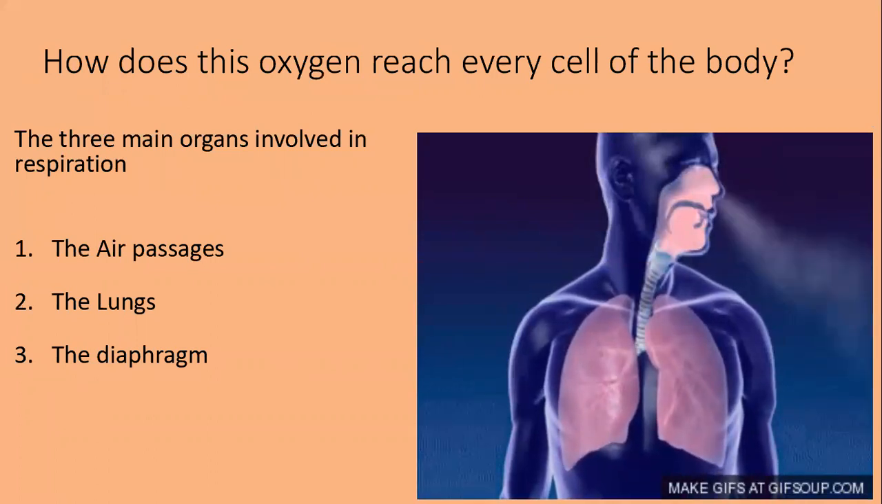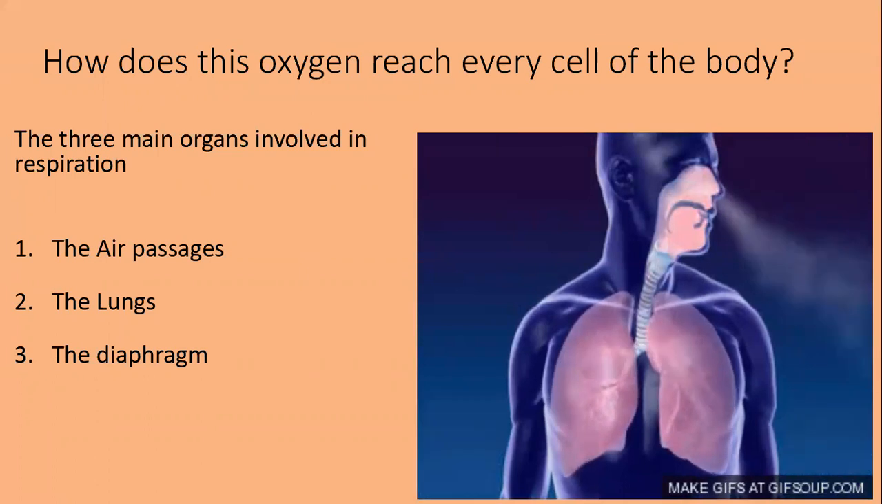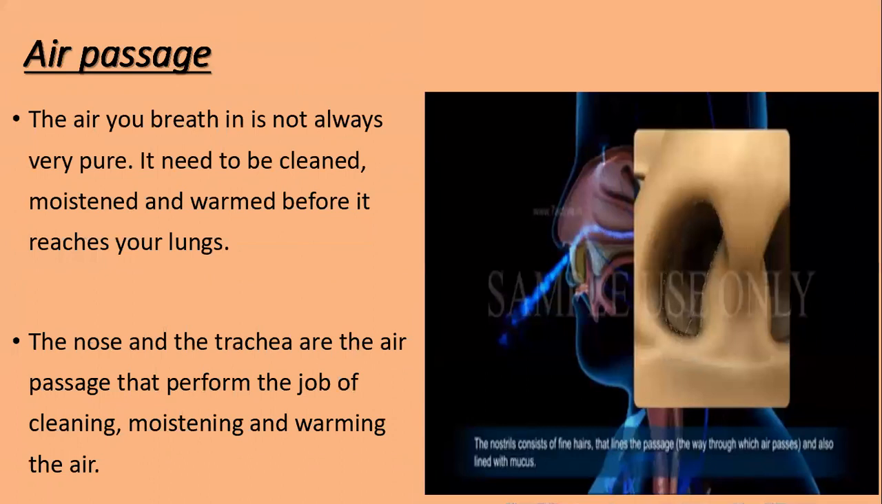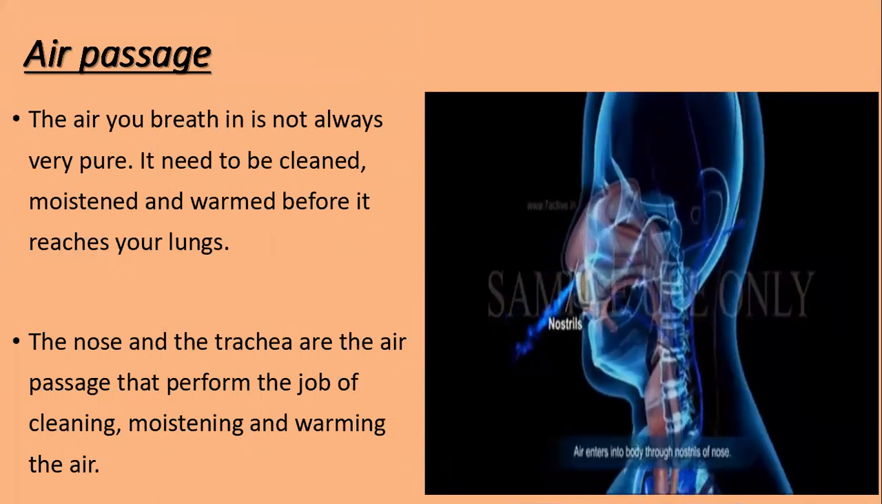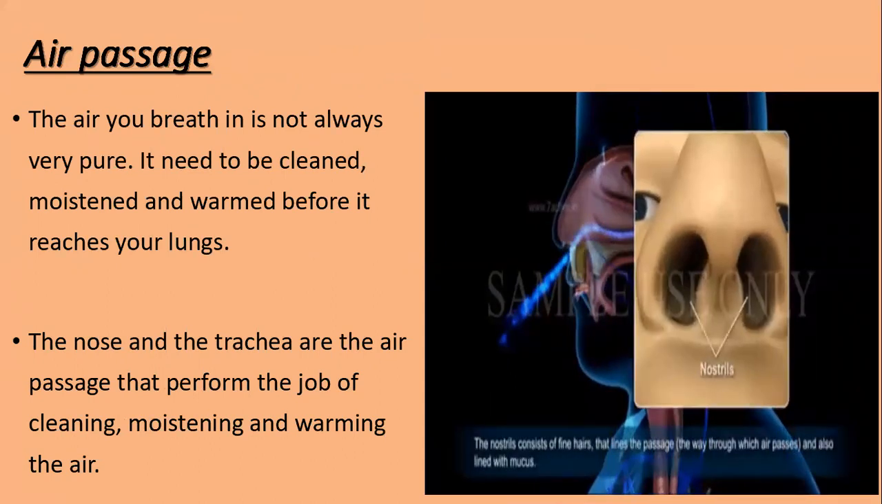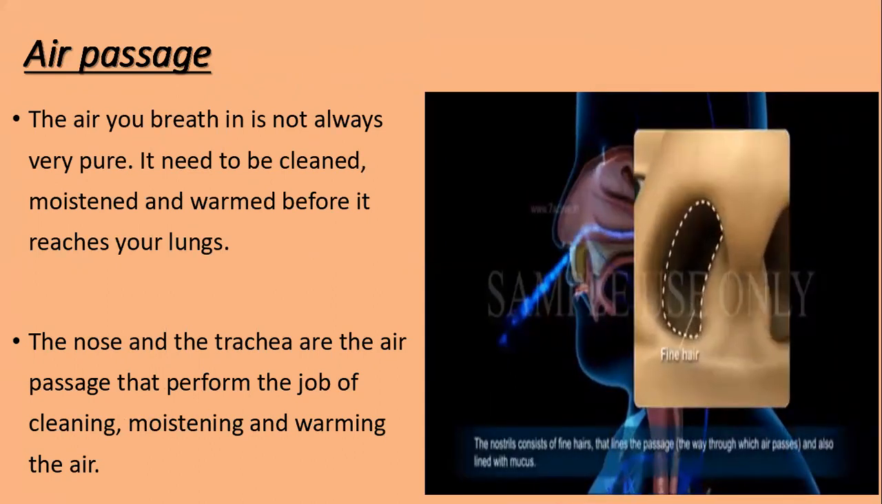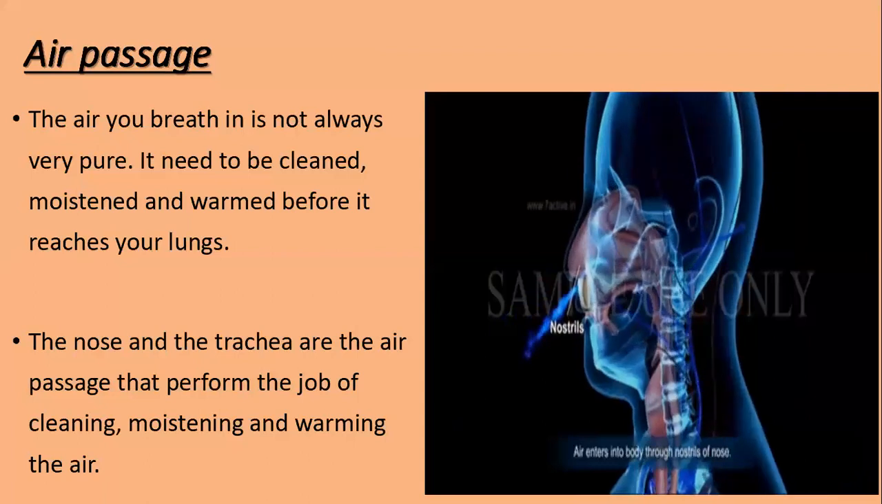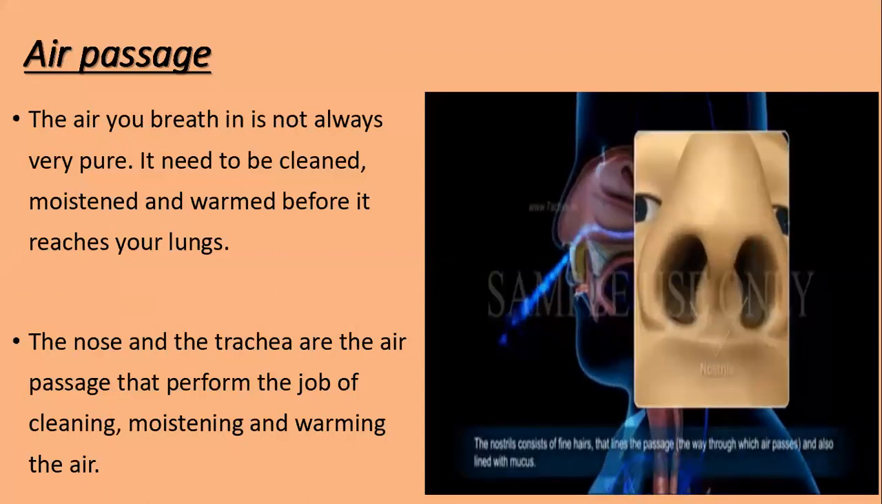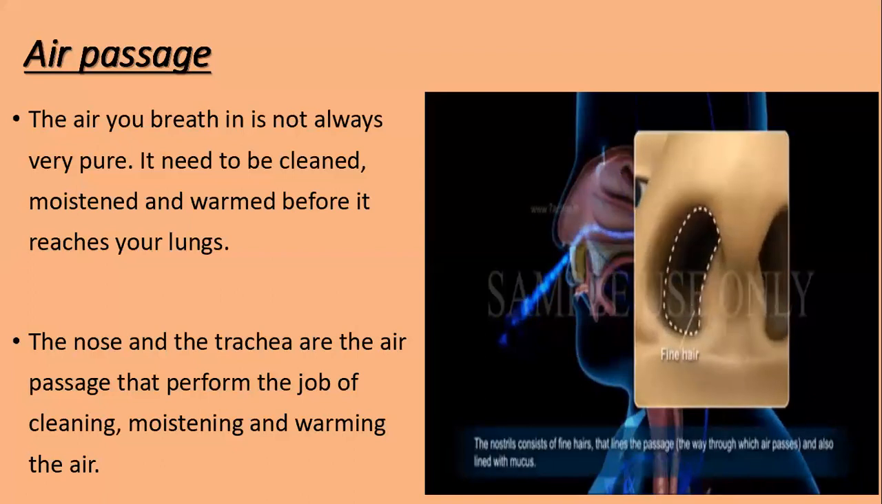How does this oxygen reach every cell of the body? There are three main organs involved in respiration: the air passages, the lungs, and the diaphragm. Air passage. The air you breathe in is not always very pure. It needs to be clean, moistened, and warm before it reaches our lungs. The nose and the trachea are the air passages that perform the job of cleaning, moistening, and warming the air.